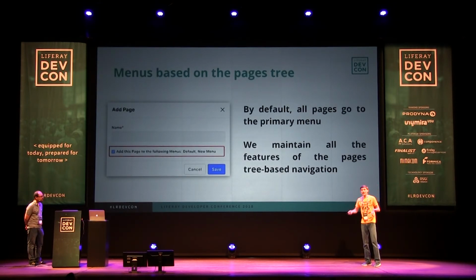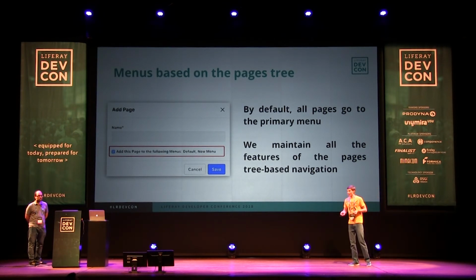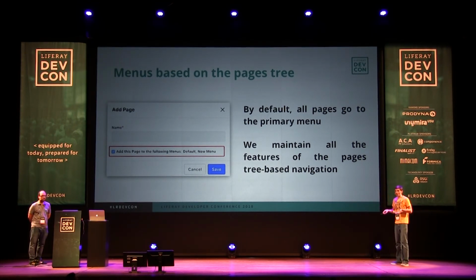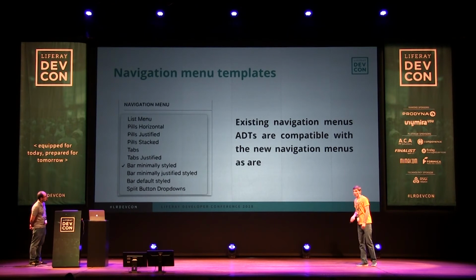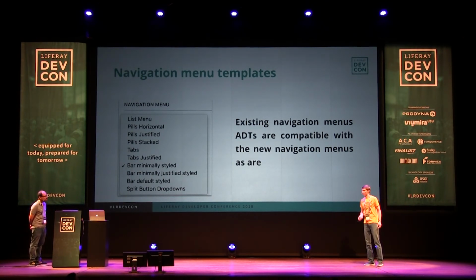As I told you at the beginning of this section, our new navigation is not based on a pages tree, but we understand that this change can be really painful for you and your clients, and that's why we introduced this option. This option allows you basically to mark any menu as a menu to add pages by default. And using this option, we actually maintain all the features of the pages tree-based navigation, including pages hierarchy. Good news about the new navigation also is that we support existing application display templates for the navigation menu widgets as they are, and it's not necessary to change your application display templates to make them work with the new navigation menus.